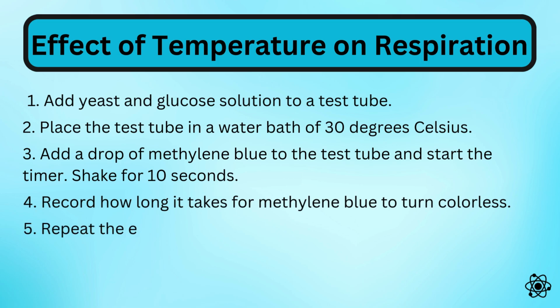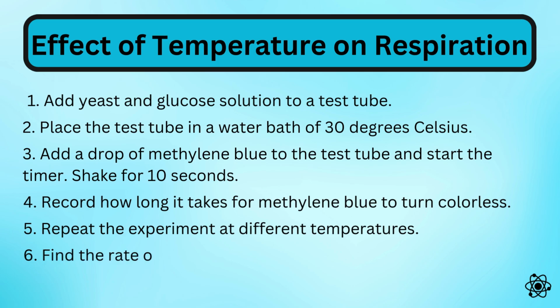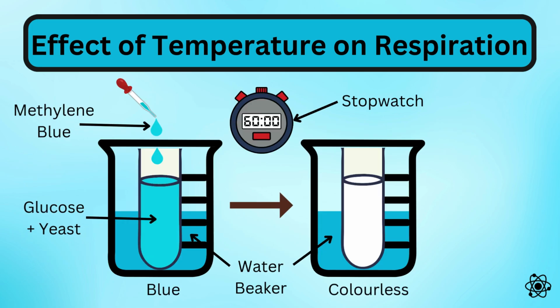Repeat the experiment at different temperatures, so the independent variable or factor we are changing is the temperature. We can do this using water baths of different temperatures. Find the rate of respiration at each temperature. The rate of respiration is the dependent variable. The time taken for color change can be converted into rate of respiration. So, this is how the experiment may be set up.